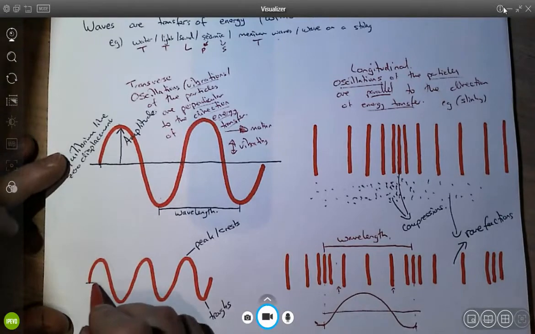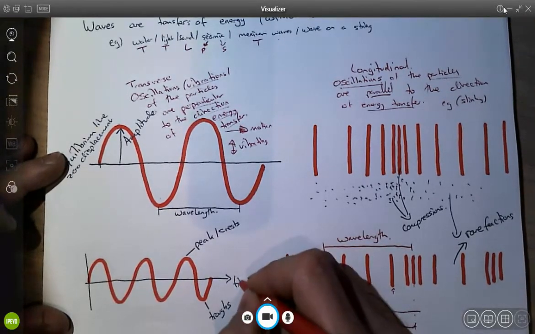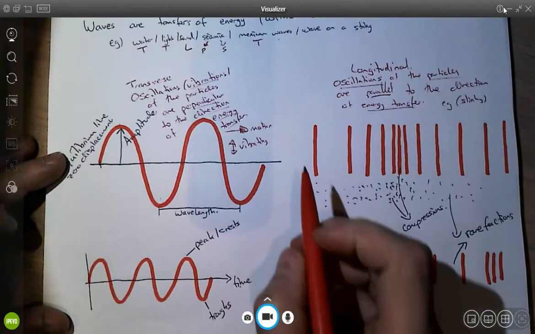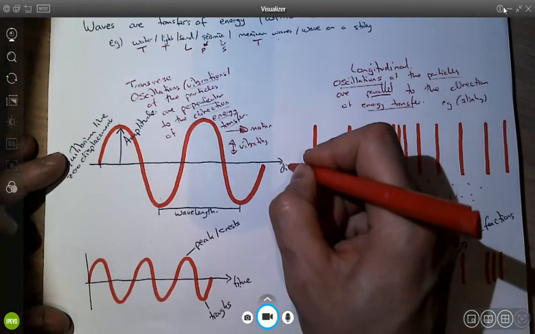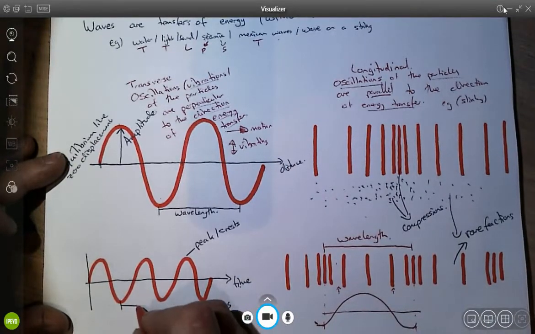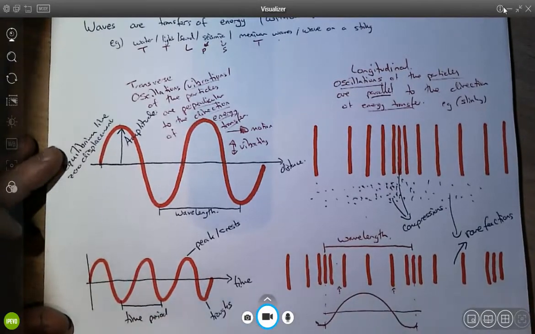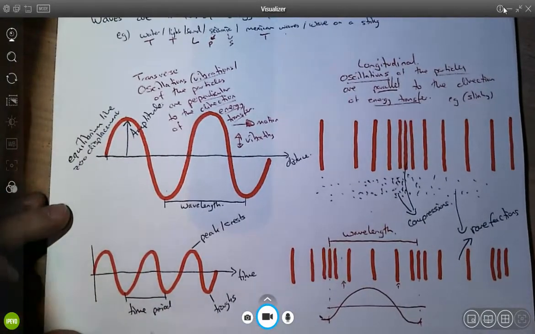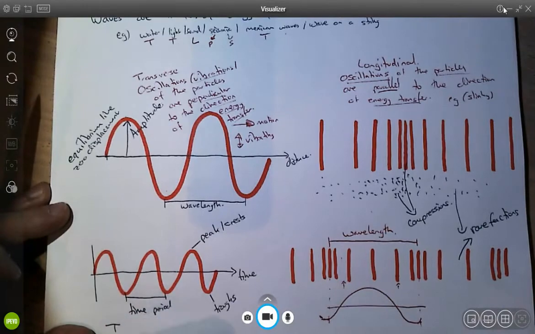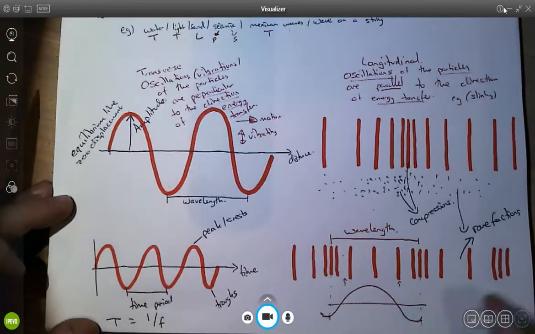And then importantly as well, if we had our graph and we labeled our axis time rather than distance, then we wouldn't be labeling wavelengths, we would be labeling time periods. Okay, the time period is the time for one complete wave. And then we need to obviously know the relationship between time period and frequency. So time period is simply 1 over frequency.